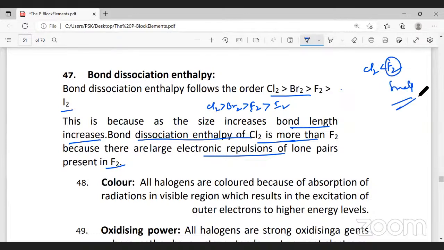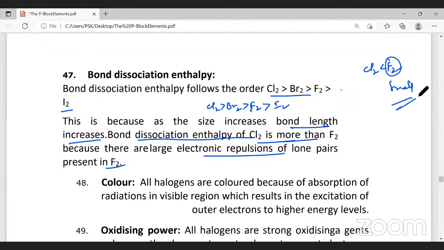Why? Because of more repulsion in case of fluorine. Therefore, what happened? Bond dissociation enthalpy will be less in case of fluorine. So this is the trend. You should remember this trend, bond dissociation enthalpy in fluorine. It's confusing, so they can ask you this question.